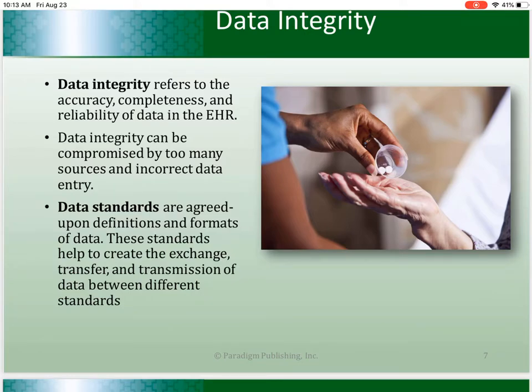So let's just use the example of a date of birth. The data standard could be a 2-digit month, a 2-digit date, and then a 4-digit year. And so if that standard is across the board for your dates, then if another system has only a 2-digit year, that may not match up. So you would have to make sure that each system had the same standards for your date format.